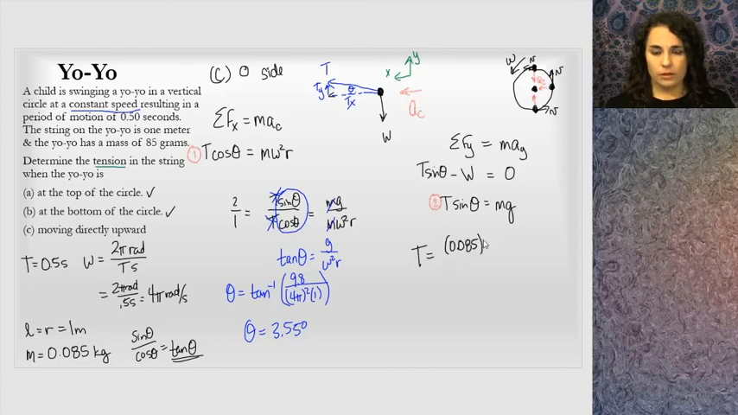0.085 times g, 9.8, divided by sine of the angle, 3.55118 degrees. When you run this through your calculator, you get 134.4846 newtons. We didn't even have to use Pythagorean theorem for this part. You could have calculated those and then used Pythagorean theorem, but it's just as easy to plug in what we know about theta in there and solve for the tension.